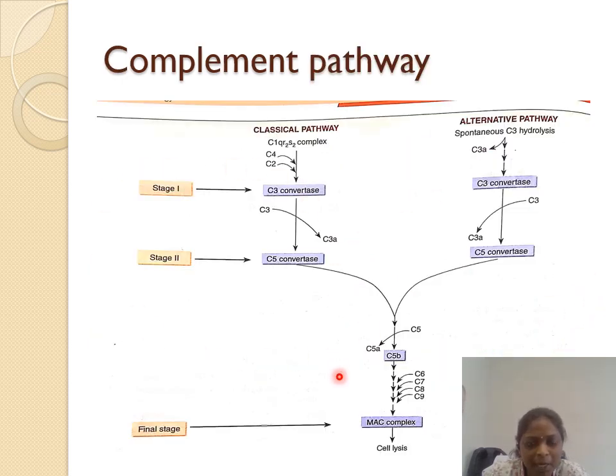The complement pathway has a classical pathway and an alternate pathway. These two pathways finally help in the formation of the MAC complex. This MAC complex causes lysis of the cell, so the pathogen or the antigen cannot enter into the next system of the body.